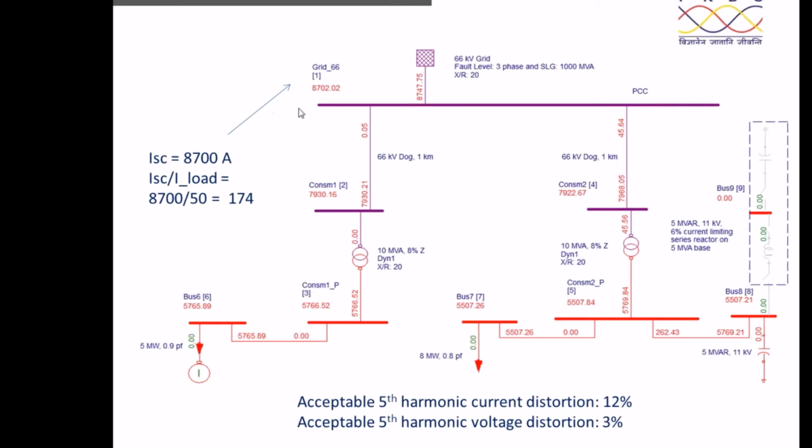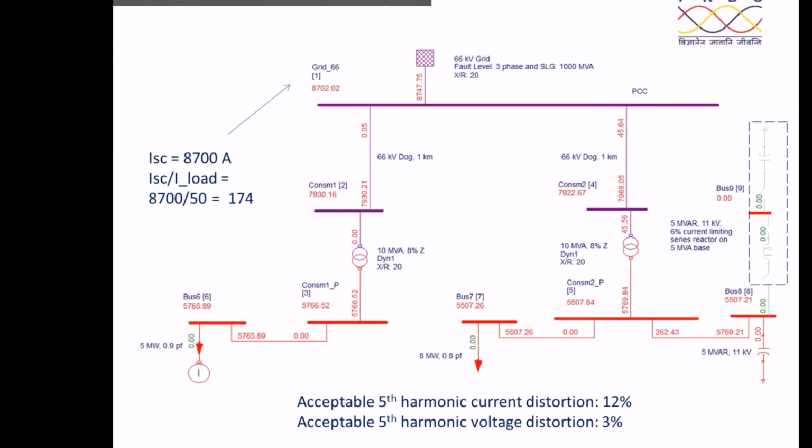Therefore, the total short circuit current here is 8702 ampere, 66 kV grid, 1000 MVA fault level. Therefore, you are going to get the short circuit level as say 8700 ampere, 8702 ampere. What is ISC by I load? Therefore, 8700 divided by 50, ISC by I load is 174.